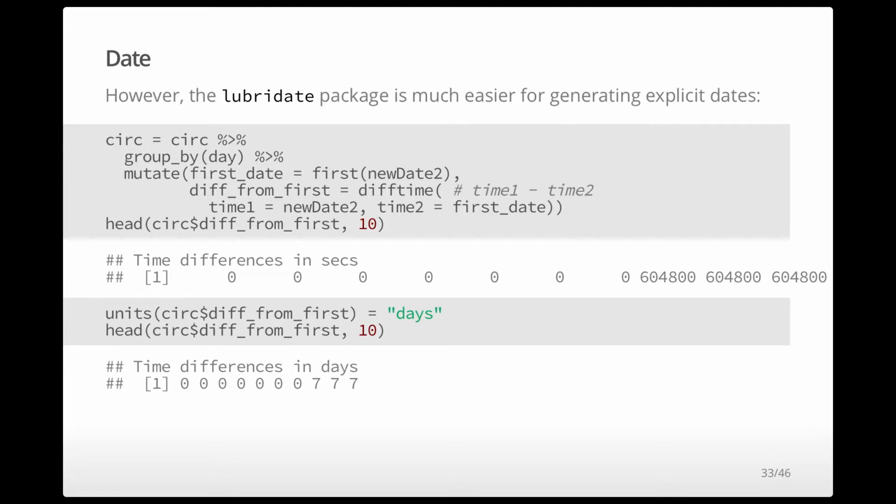So let's look at it. It says the time difference in seconds. This gets printed out, and it says 0, 0, a whole bunch. We usually don't want that in seconds. So what you can do is use the units command to change whatever units you want: days, months, years, seconds, and so forth.